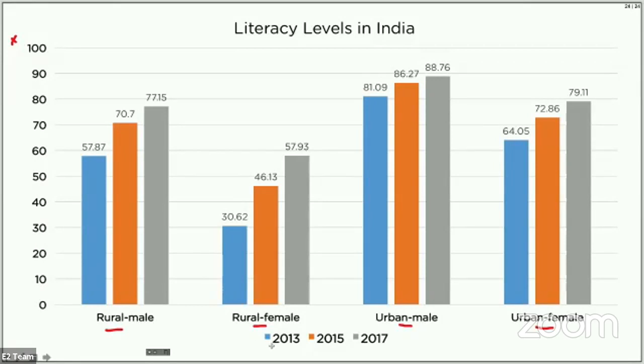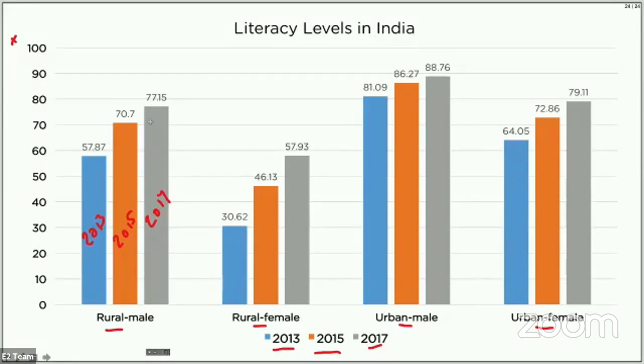Now, if we look closely here, we can see the blue is 2013. So this is 2013. Orange is 2015. This is 2015. And gray is 2017. So let's just concentrate on this first category, which is rural men, males who live in the countryside. So in 2013, their literacy rates were 57.87. 2 years later, they increased to 70.7. And then 2 years later, they increased to 77.7.